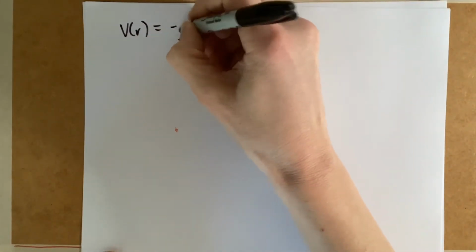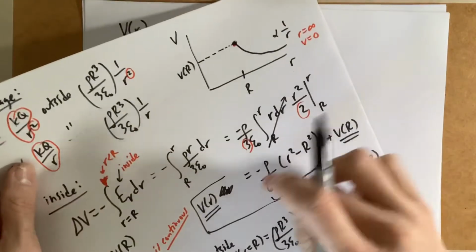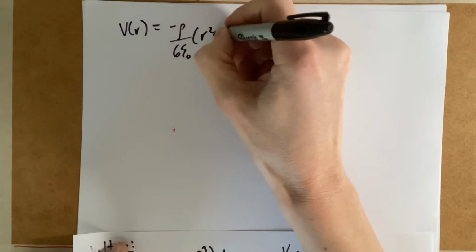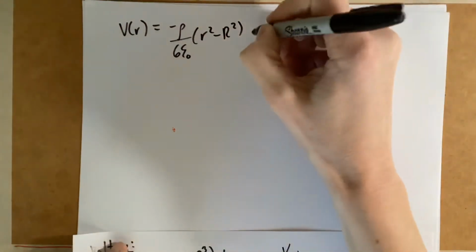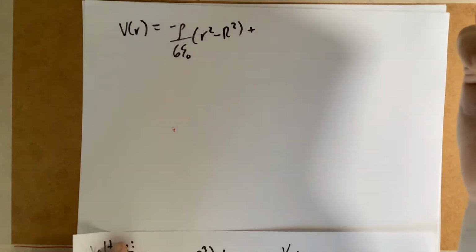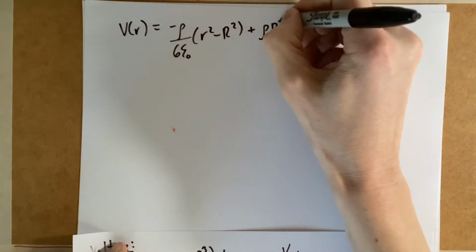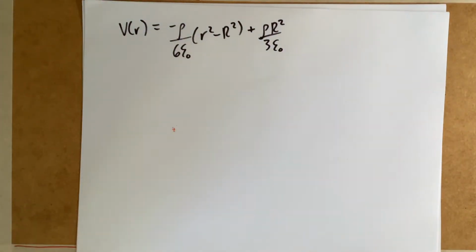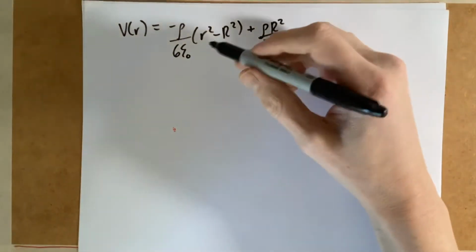Now let me copy over from the previous page what I had before, and then I'll throw in that value, okay? Minus rho over 6 epsilon naught, like that. And then the voltage function that is passed to this from the outside function is rho big R squared over 3 epsilon naught. Okay, so now this is my final function.